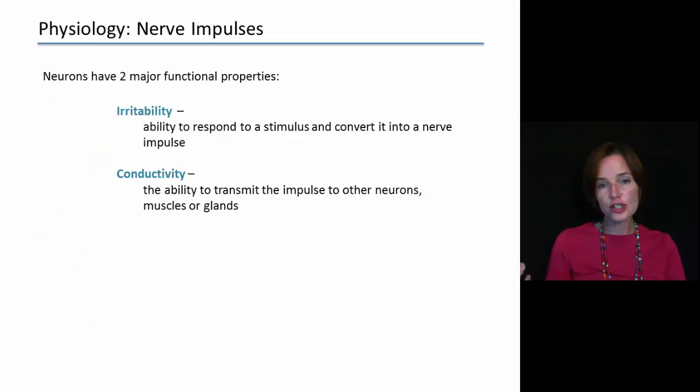The neurons are going to have two main functional properties. First one is going to be irritability. Irritability is defined as the ability to respond to a stimulus, and when we have that response, they are going to convert that into a nerve impulse. The second functional property is conductivity, and conductivity is defined as the ability to transmit the impulse to other neurons, muscles, and then also glands.